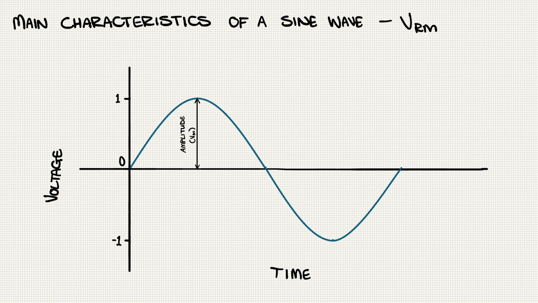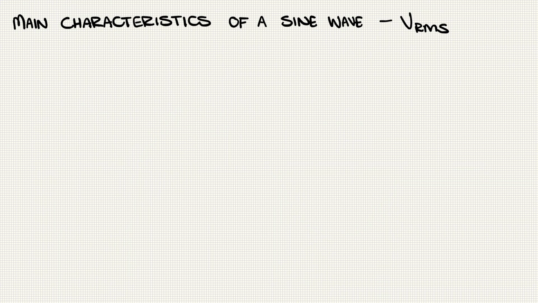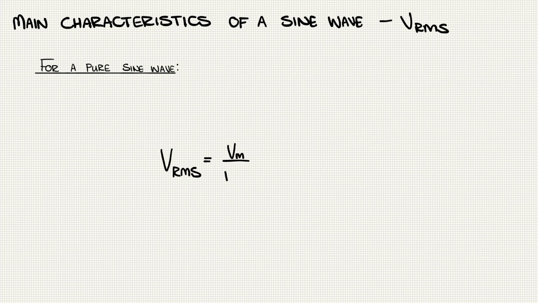AC voltage isn't constant, so we need a way to compare it to DC. That's where the RMS value comes in. It represents the effective DC equivalent, the amount of steady voltage that would produce the same heating or power effect. For a pure sine wave, the RMS voltage is equal to approximately 0.707 times the maximum voltage.